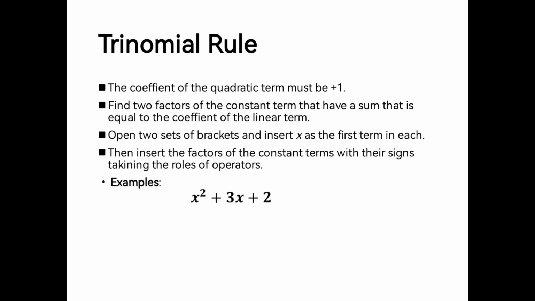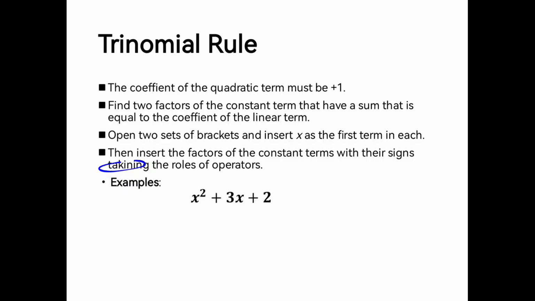Now we move to the trinomial rule. The trinomial rule says the coefficient of the quadratic term must be 1 first, and positive 1 for that matter. Now, we then find two factors of the constant term that have a sum equal to the coefficient of the linear term. We then proceed to open two brackets, insert x as the first term of each, then we insert the factors of the constant term with their signs, taking the roles of operators. Okay. Sorry for the small mistake here of the spelling, taking the roles of operators.